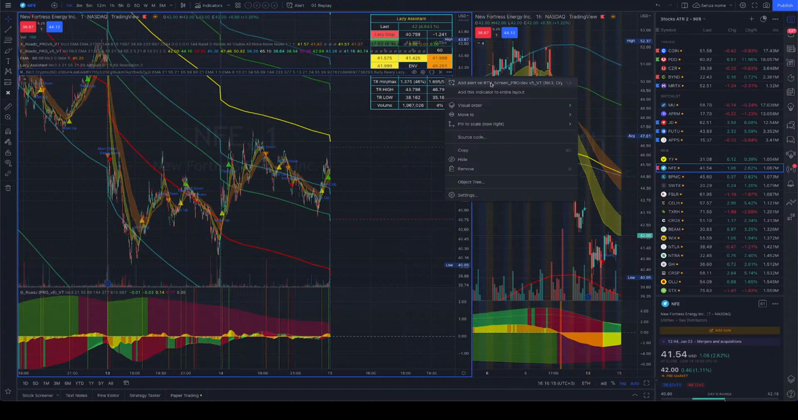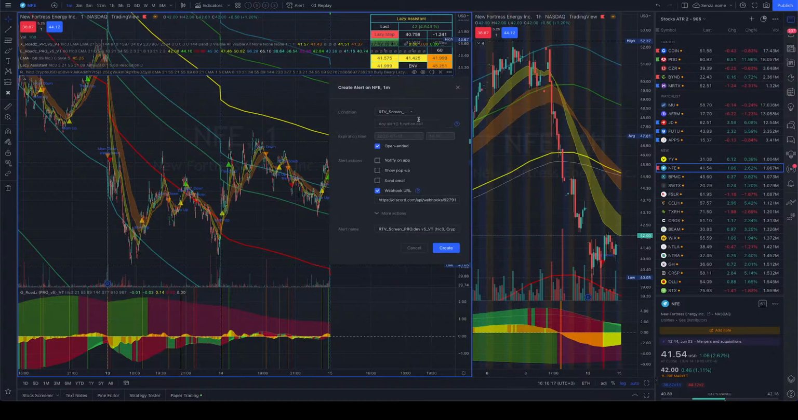Okay, so we add alerts. All alerts are already preset. The webhook is done. Open-ended. Of course, for this to be open-ended, you need to have the premium account on TradingView. And also, if you want to have more than 30 alerts, you also need a premium account.